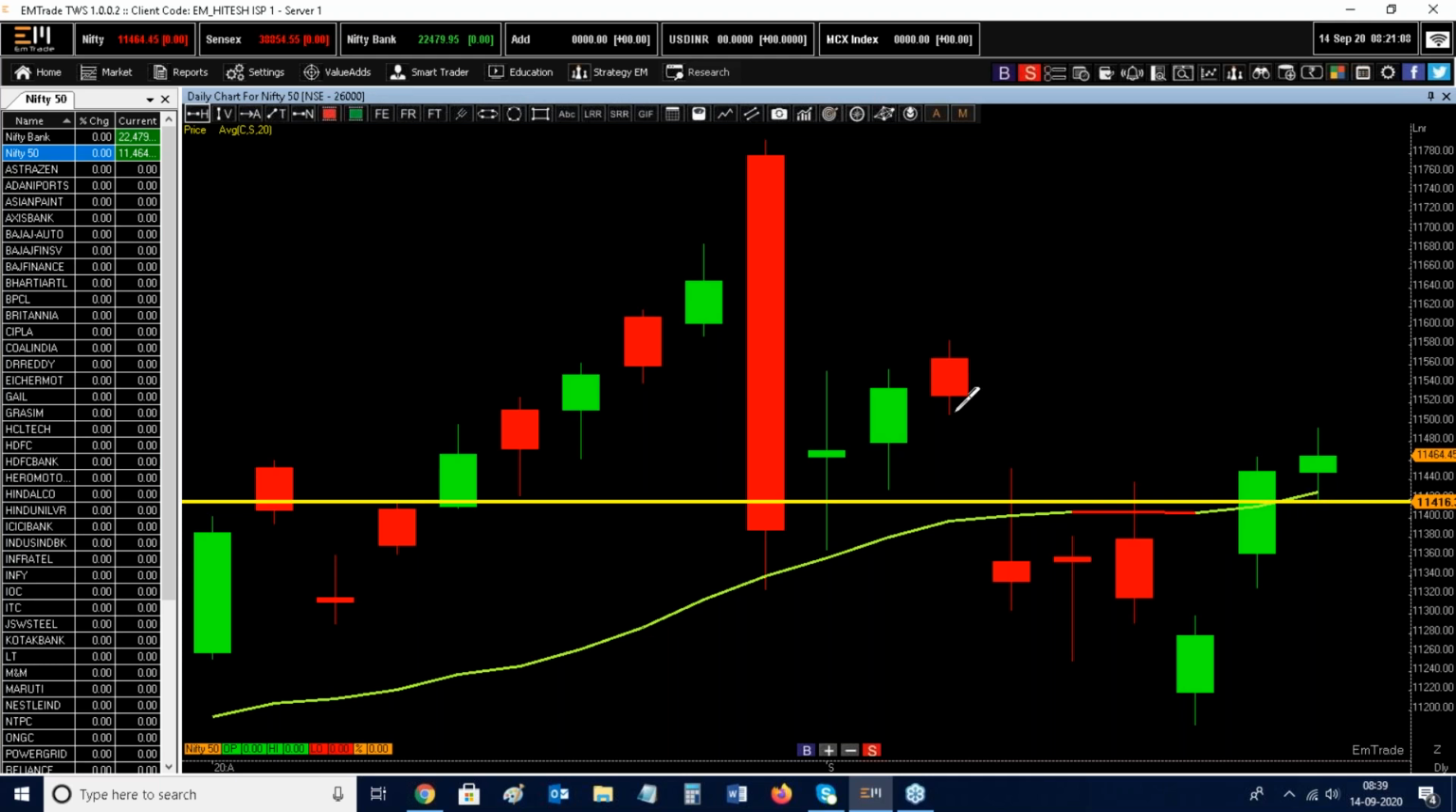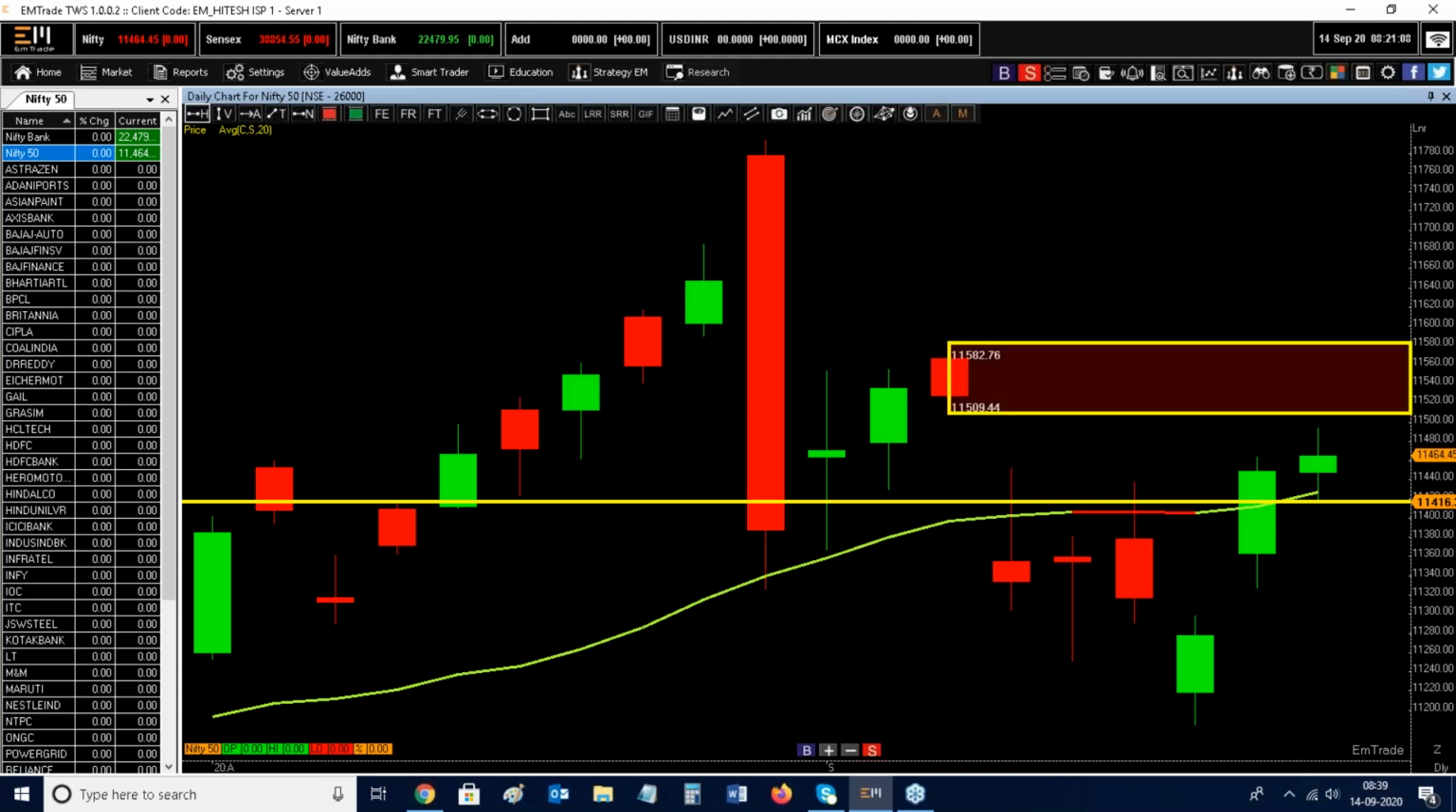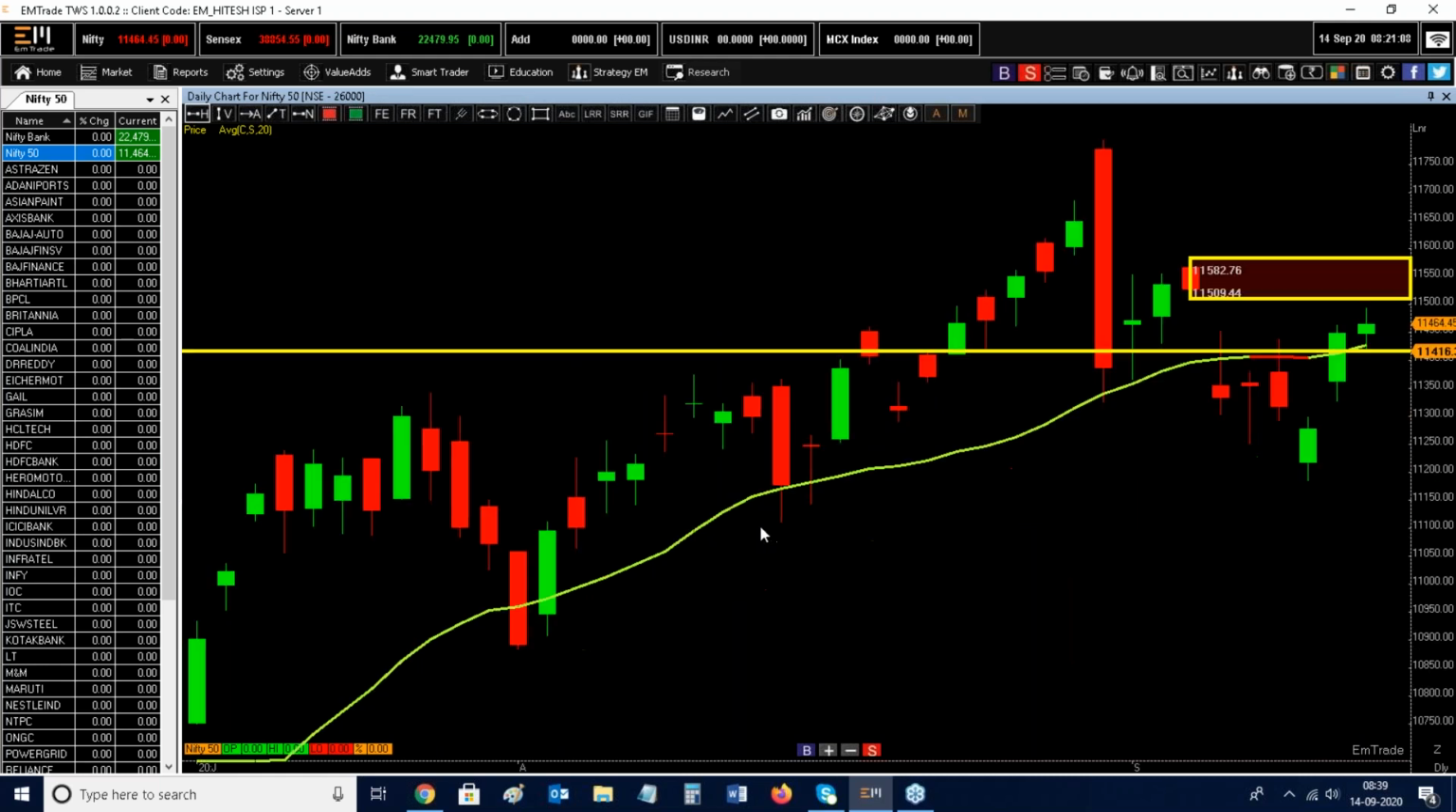So the range for the market, as far as for day trading is considered, is the 20-day on the downside and the gap on the upside. Right? So that way, market is in a very compact range as far as trading is concerned.